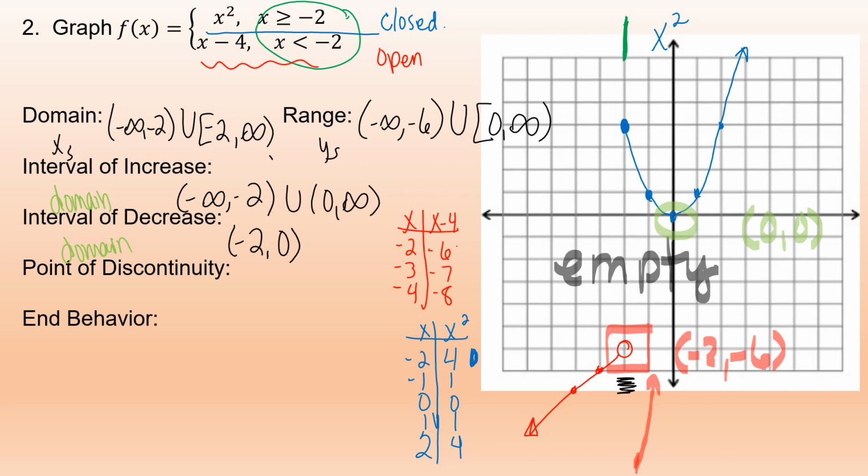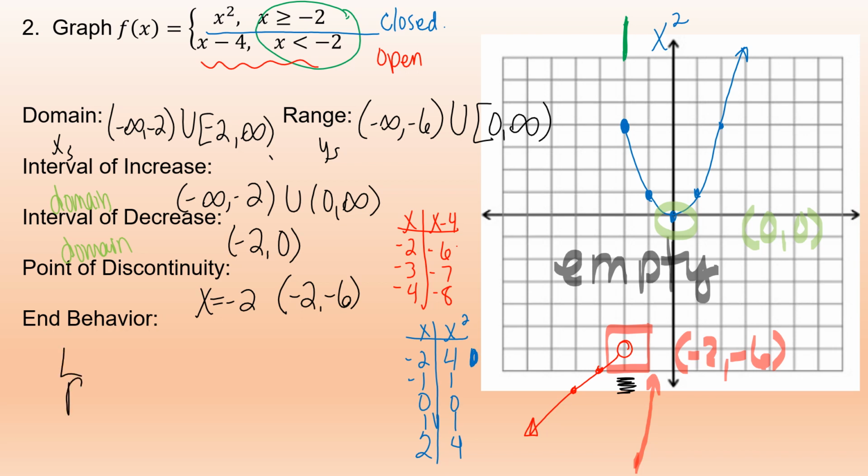The decrease is negative 2 to 0. Our point of discontinuity, we already have that labeled. That is at x equaling negative 2, and the ordered pair is negative 2, negative 6. That is the hole. That's a removable discontinuity.